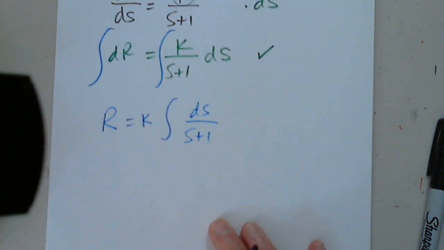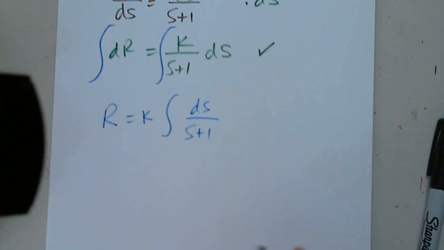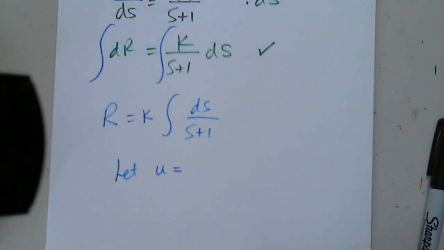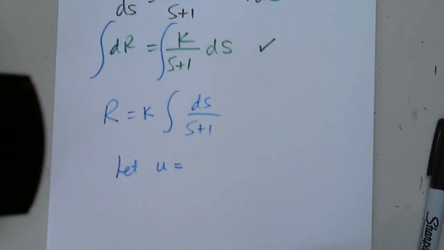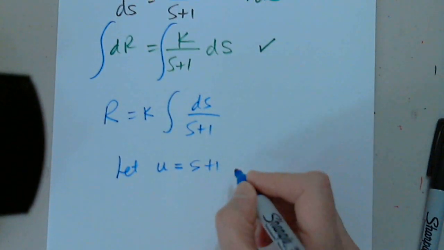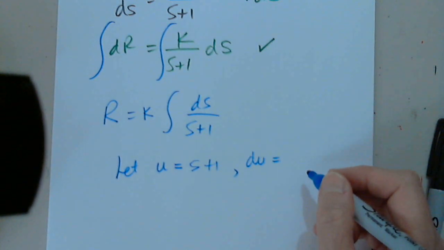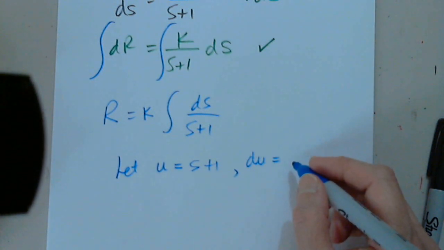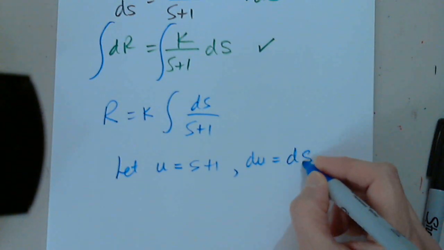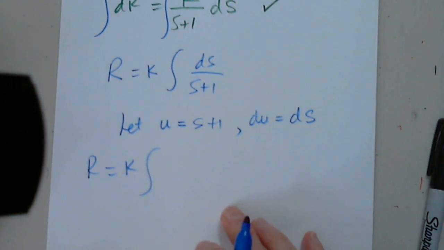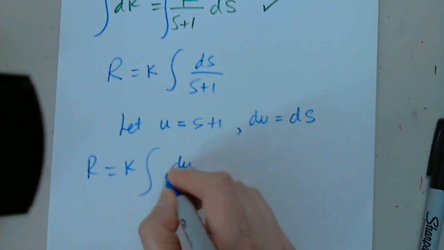How do I integrate this? What will be our first step? Here's your hint. S plus 1. Good. What about du? Is 1. Du cannot be 1. DS. Yes, 1 times ds. Perfect. So then we have r equals k, the integral from du over u.